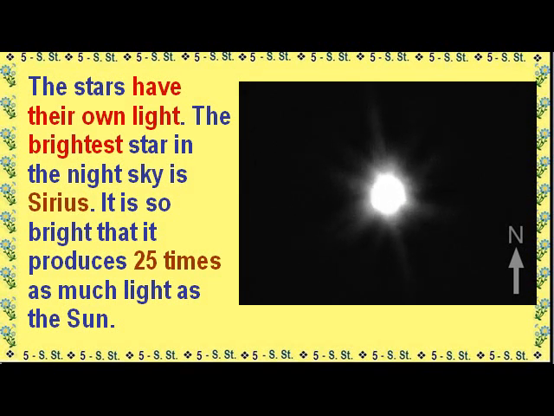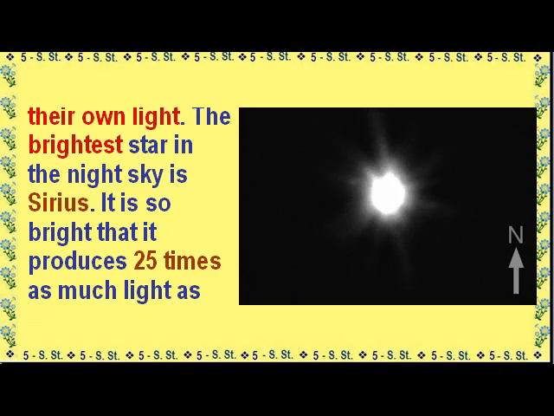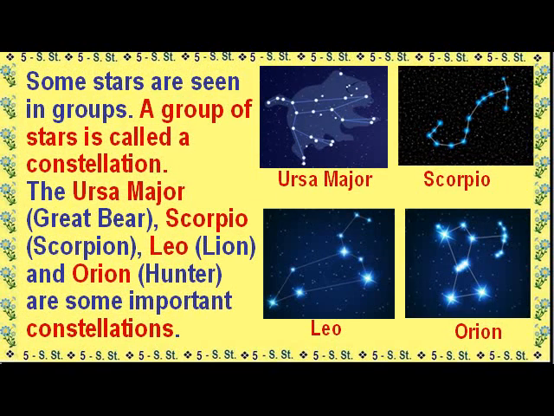The brightest star in the night sky is Sirius. It is so bright that it produces 25 times as much light as the Sun. Some stars are seen in groups. A group of stars is called a constellation. The Ursa Major, Great Bear, Scorpio, Scorpion, Leo, Lion, the Orion, Hunter are some important constellations.